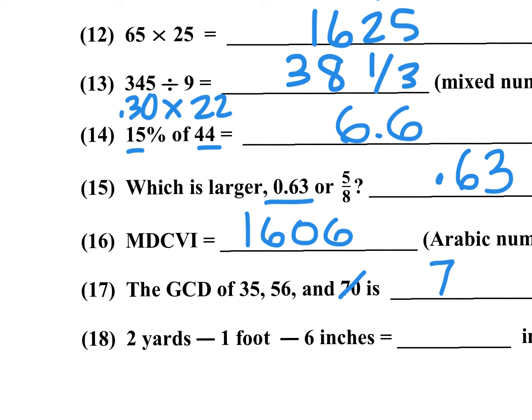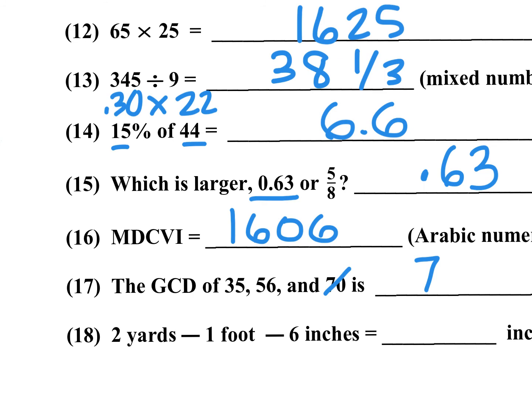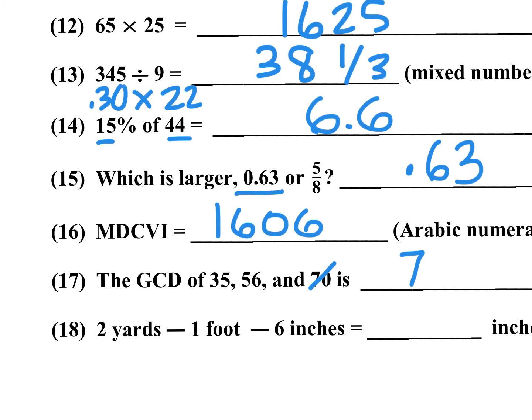For number 18, they want the answer in inches. So if you want the answer in inches, I would say convert everything to inches. 1 foot is 12 inches. And this is already in 6 inches, so minus 6, minus 12. And then 2 yards, 1 yard is 3 feet, which is 3 times 12, 36 inches per yard. So 36 times 2, you're going to have 72 here. 72 minus 12 is 60, and then 60 minus 6 is 54. So your answer there is 54 inches.